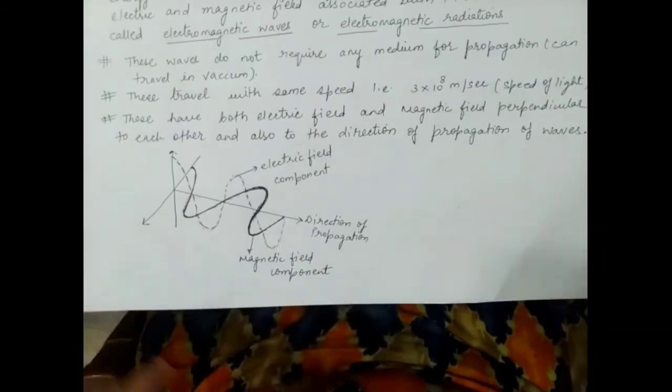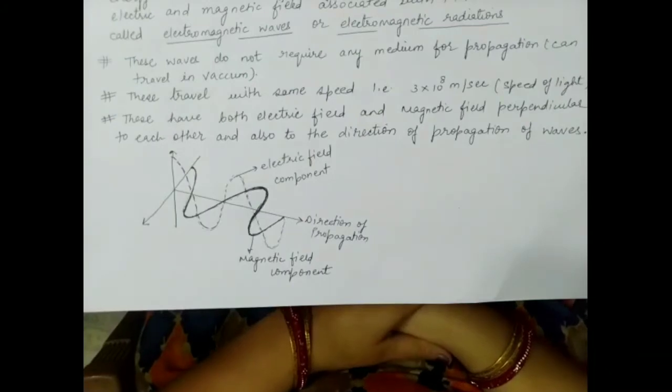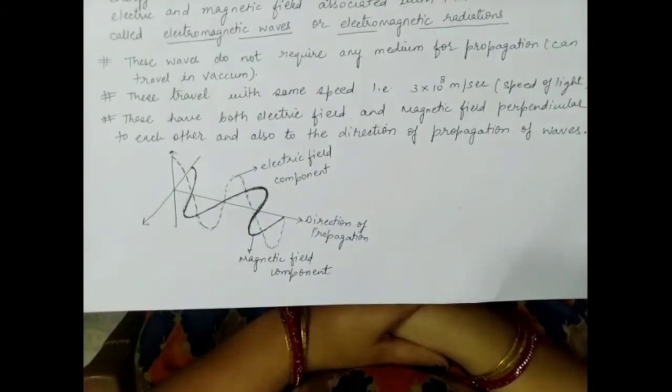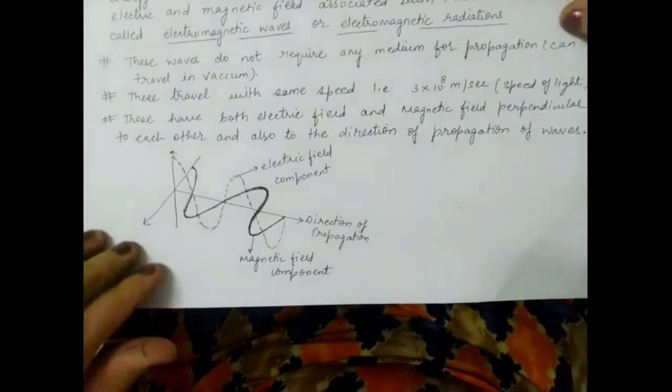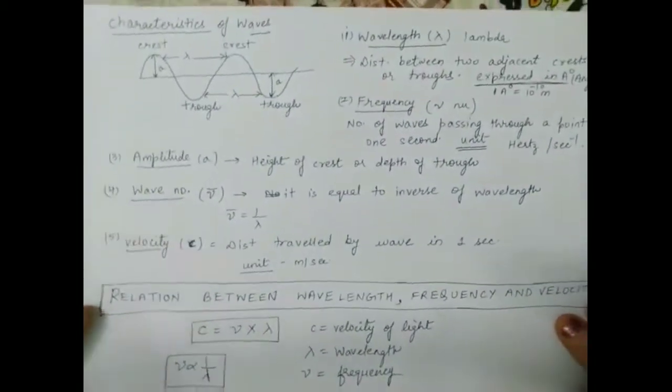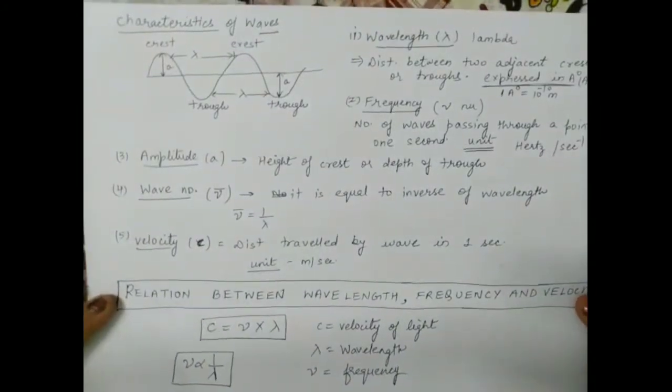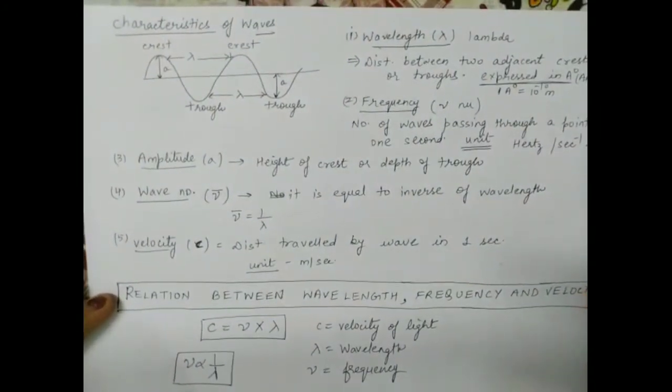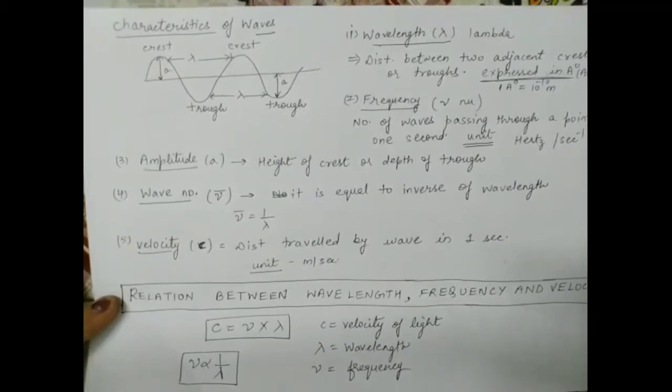So what is it according to Maxwell's wave theory? Maxwell's wave theory says that all radiations travel in the form of waves. They travel continuously in the form of waves. Now if we want to understand this wave theory, first we have to understand what the important characteristics of waves are.